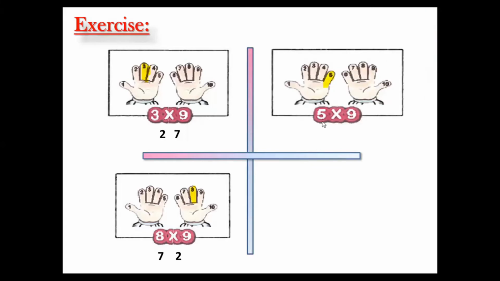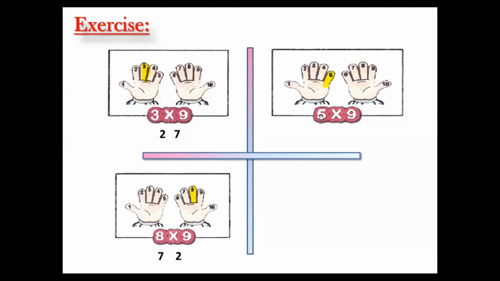Here I want to get the product of 5 by 9. At first, you hold up all 10 of your fingers and then we start from the left hand until we get the fifth finger. Let's count here. 1, 2, 3, 4, 5. This is the fifth finger, which is colored yellow.